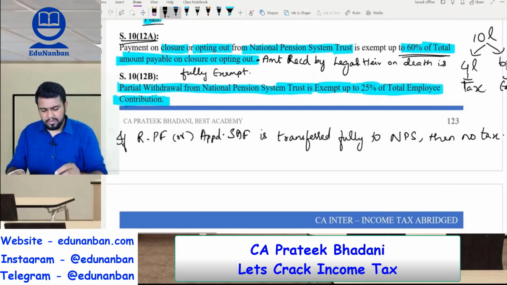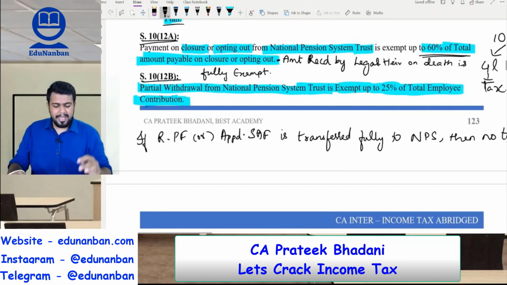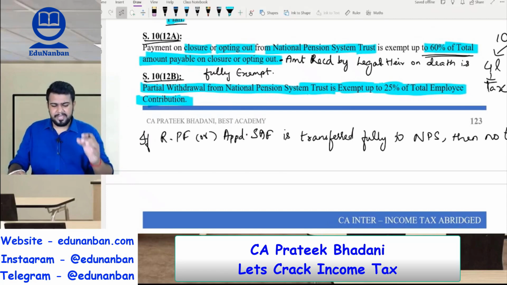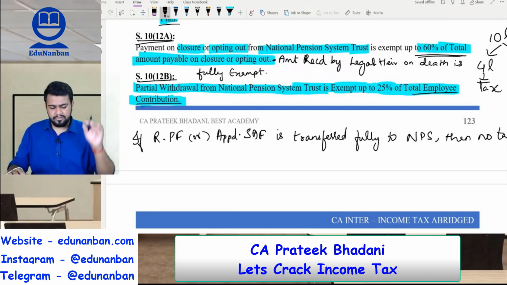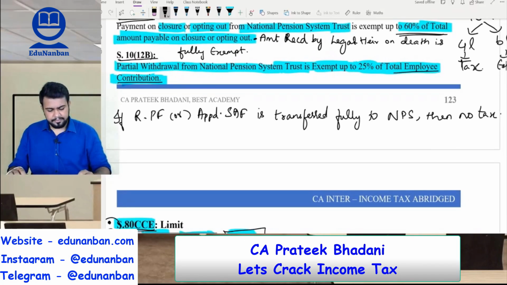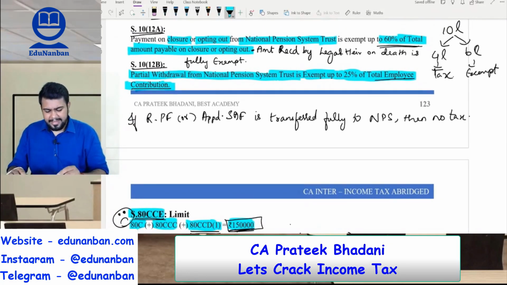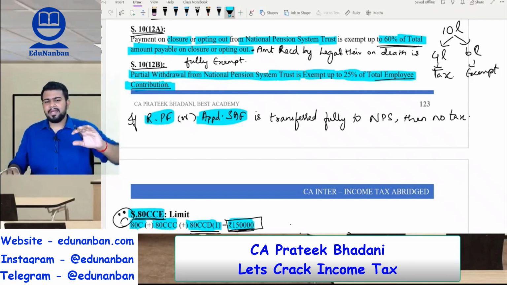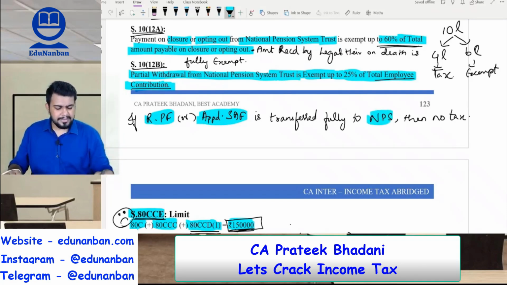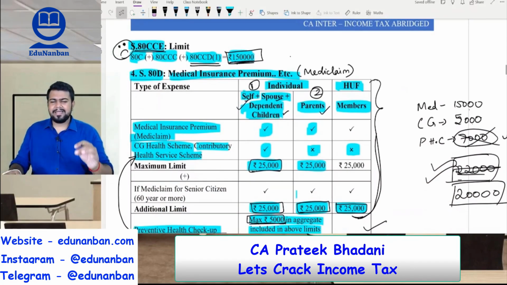Then section 10(12B): if an amount is partially withdrawn from the NPS, and the withdrawal amount is up to 25% of the total employee contribution, then the withdrawal is fully exempt, or else it will be taxable. Next, I also told you, if the amount in a recognized provident fund or approved superannuation fund is transferred fully to NPS, then there will be no tax on such transfer. Fine. Then the 80CCE limit we have already studied.